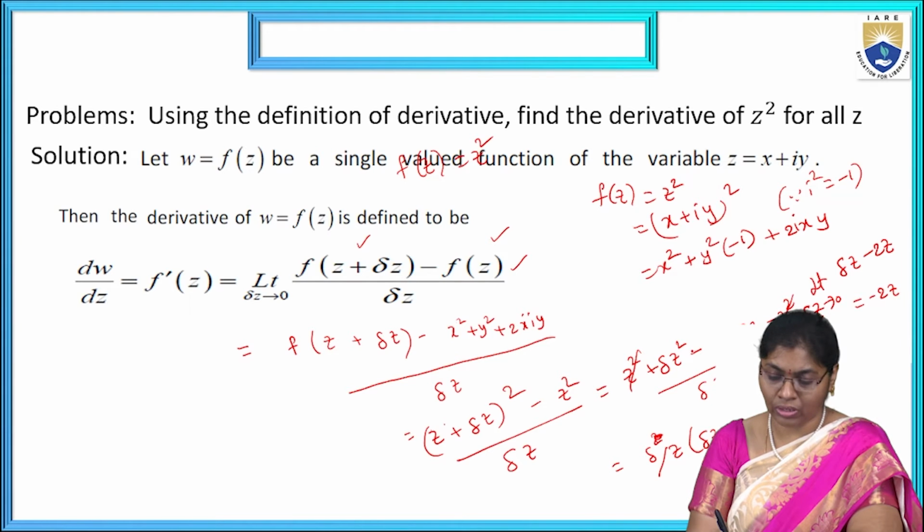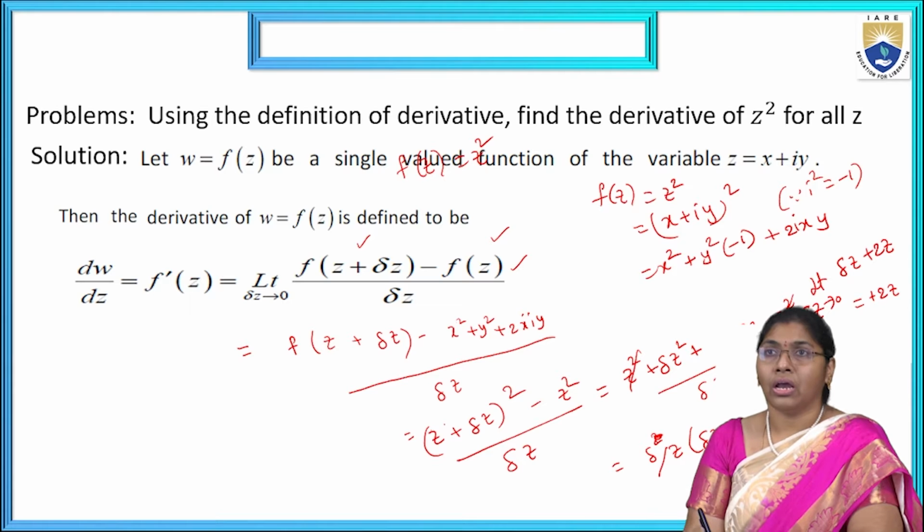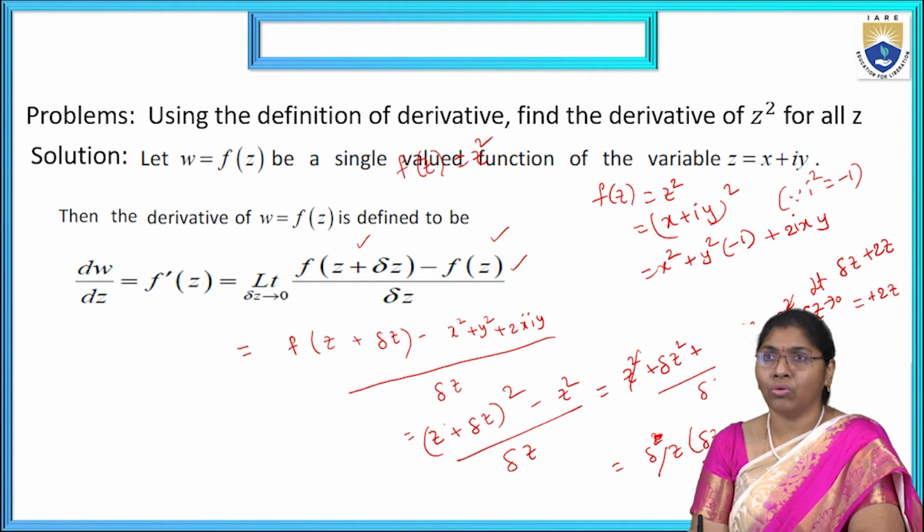Here it is a plus b whole squared, so this one is plus. If delta Z is not equal to 0, the final solution is 2Z. The final solution is 2Z. Now that is the derivative of the given function here, Z squared.